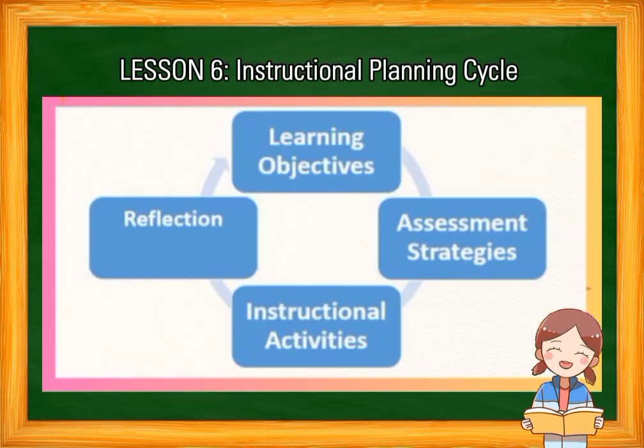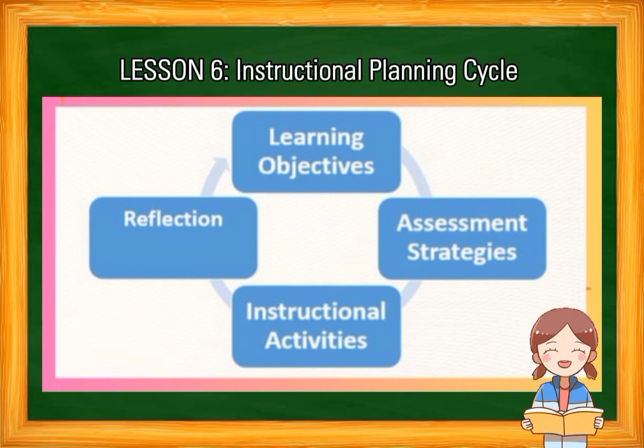Now, let's proceed to the instructional planning cycle. The instructional planning cycle is a continuous process that begins with setting learning objectives, which define what students should know and be able to do. Next, assessment strategies are chosen to measure student progress toward these goals. Then, instructional activities are planned to engage students and help them achieve the objectives. Finally, reflection allows teachers to review what worked well or needs adjustment, leading back to refining objectives or strategies in the next cycle.